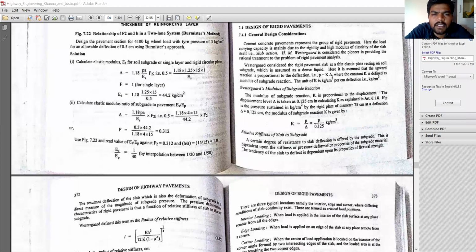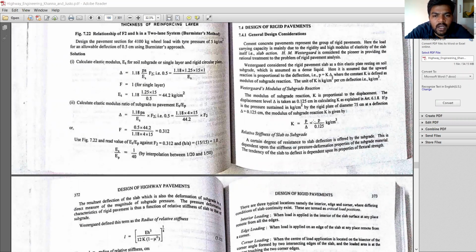Modulus of subgrade reaction is the subgrade support given to the pavement construction, or we can call it the modulus of subgrade reaction from the soil, which is denoted by K. This can be identified by the formula P upon deflection. Usually the deflection we consider is 0.125, and P is the total pressure applied on a pavement.